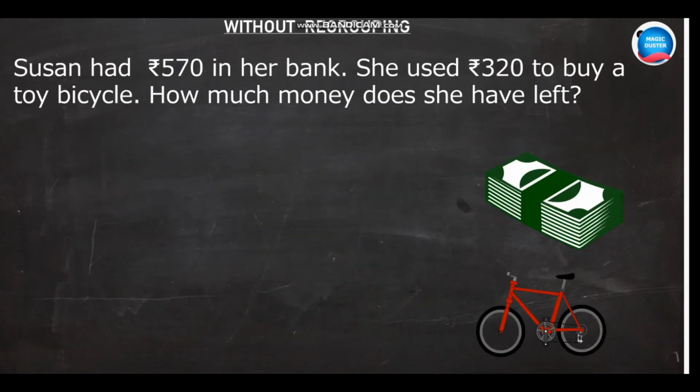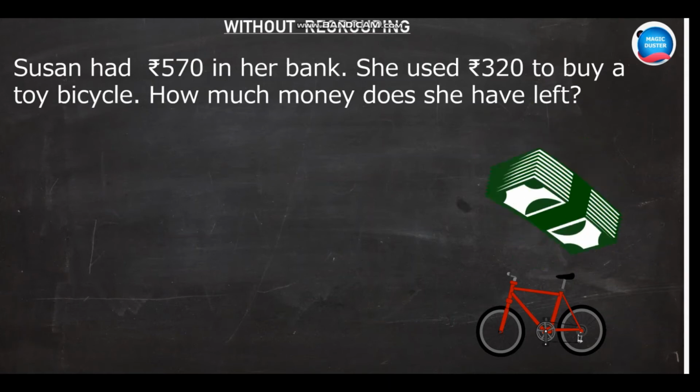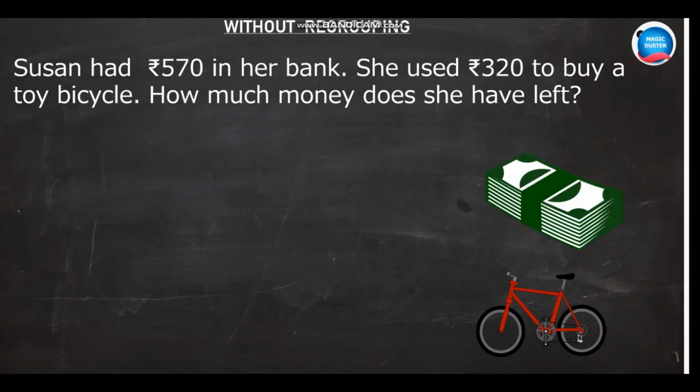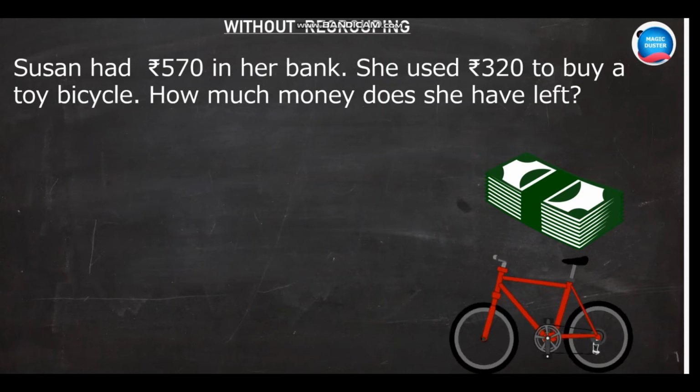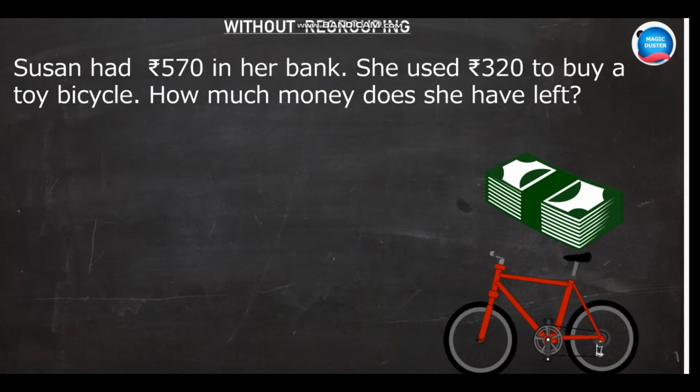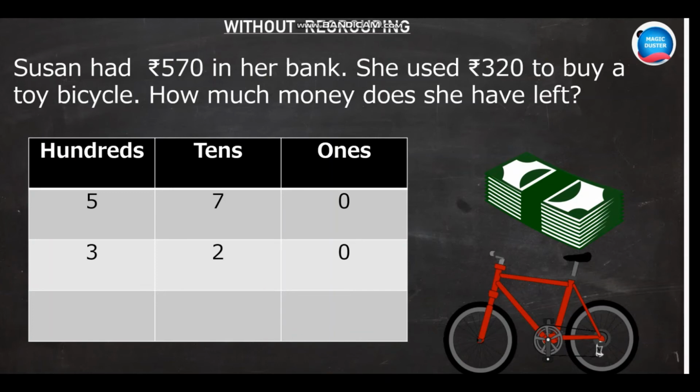Susan had rupees 570 in her bank. And she used rupees 320 to buy a toy cycle. So how much money does she have left? To find the answer, I should do the subtraction because I have to find the remaining money. And I am going to do the subtraction with the ones column. 0 minus 0 is 0. And 7 minus 2 is 5. And 5 minus 3 is 2. So how much money does she have left? Yes, she has 250 rupees.